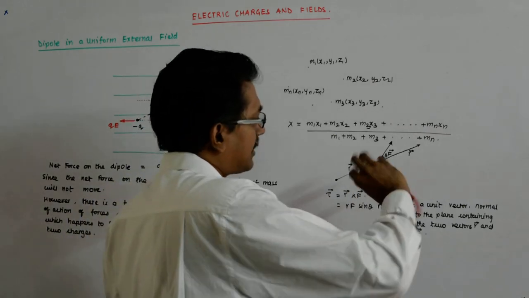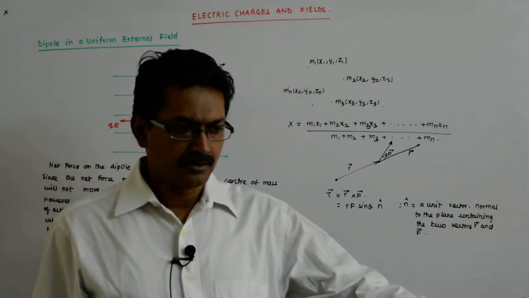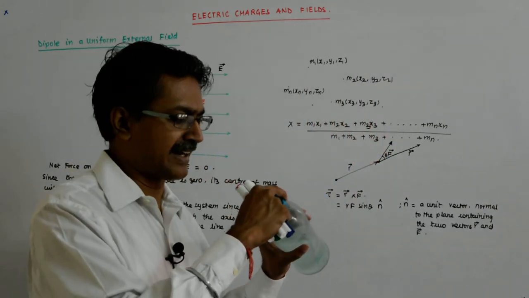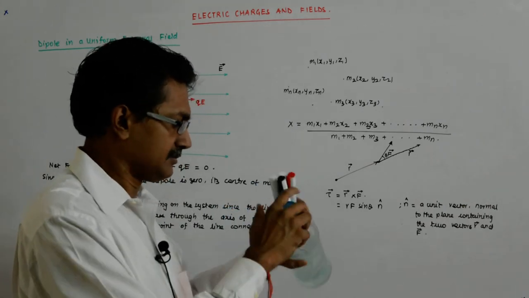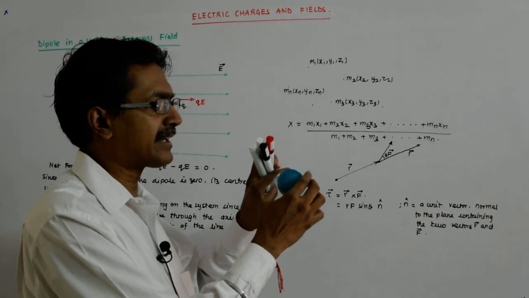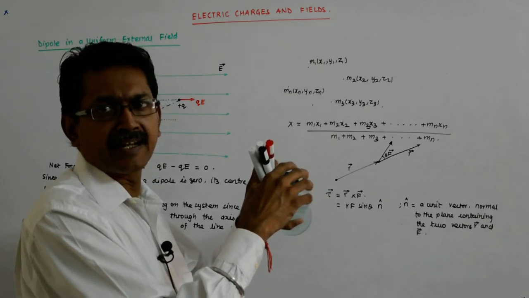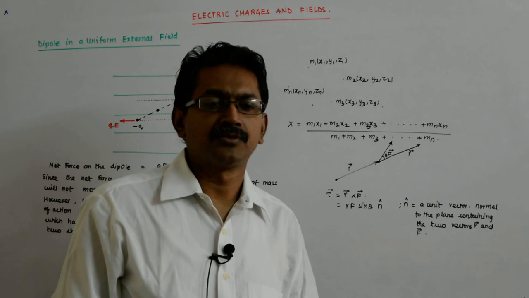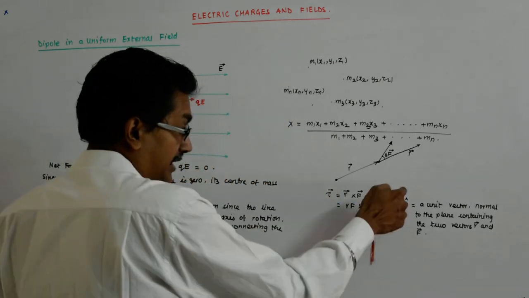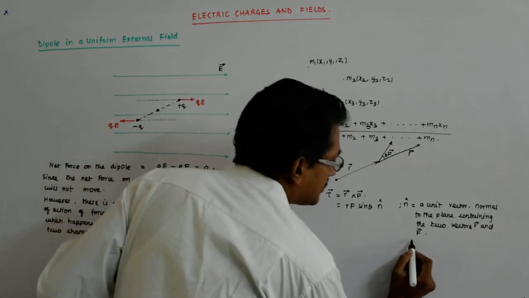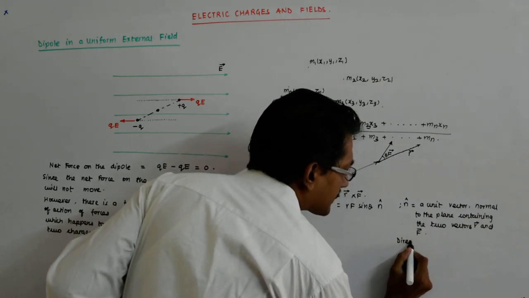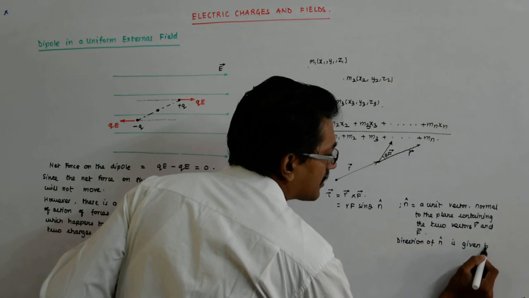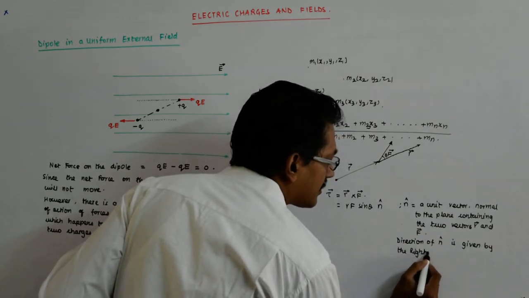Now, if I give an anti-clockwise rotation to a right-handed screw, okay, pass me that bottle. And what is a right-handed screw? The cap of this bottle is threaded in a right-handed screw manner, right? What if I rotate it anti-clockwise? In what linear direction will it move? Outwards, towards you. That linear direction is the direction of R cross F, of the n cap. The direction of n cap is given by the right hand screw rule.